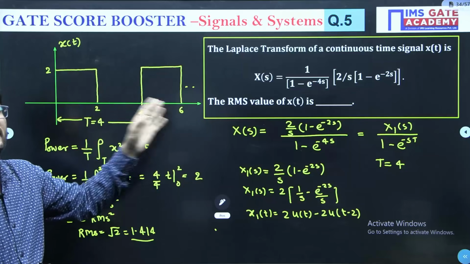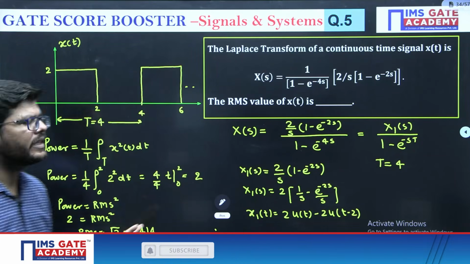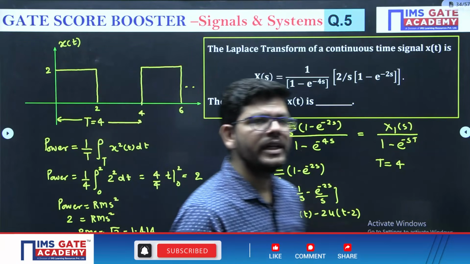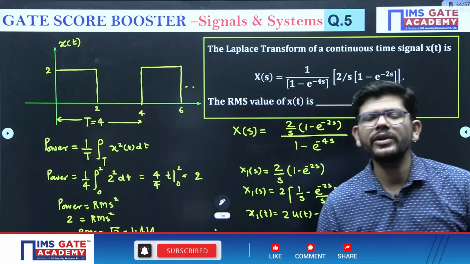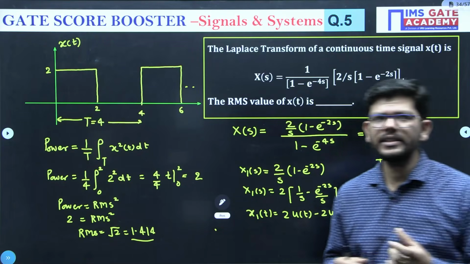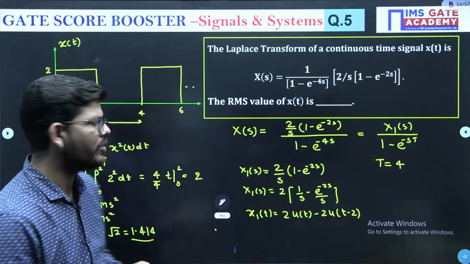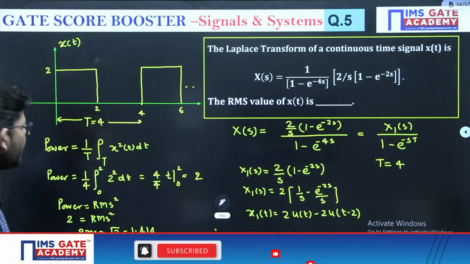Then take the transform of the first time period and try to decode the signal. Then repeat the signal again and again, right? And this is how you will get your signal, and after that you can find the power, and then you can find the RMS value, right? This is how we can solve this question. So this was question number 5. I hope that it is clear.